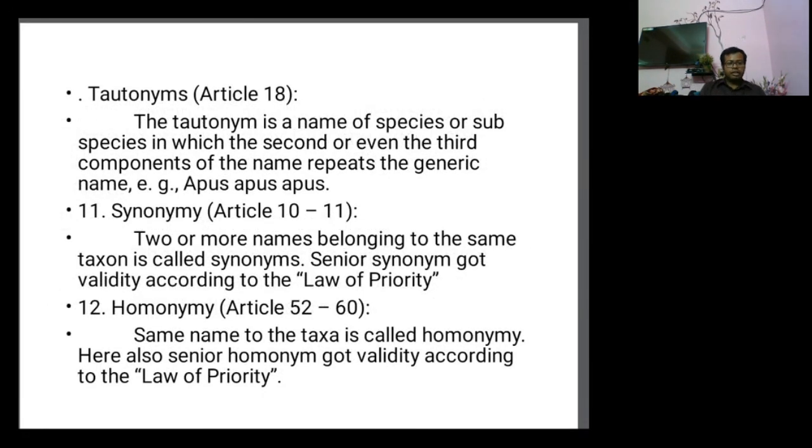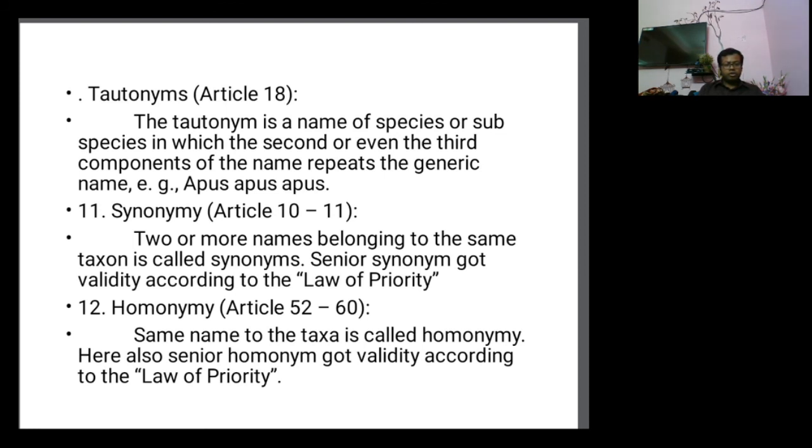Next are tautonyms. Tautonyms are names where the genus name and the species name are the same word, such as Naja naja, Gallus gallus, Katla katla, Apus apus. This kind of name has the same word repeated in both the genus name and the species name. Even in a subspecies name it can be repeated, such as Gallus gallus gallus, Apus apus apus. These are the examples of tautonyms.